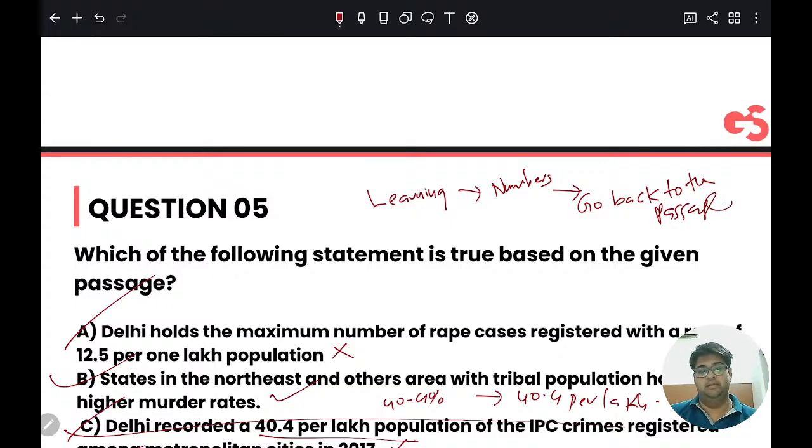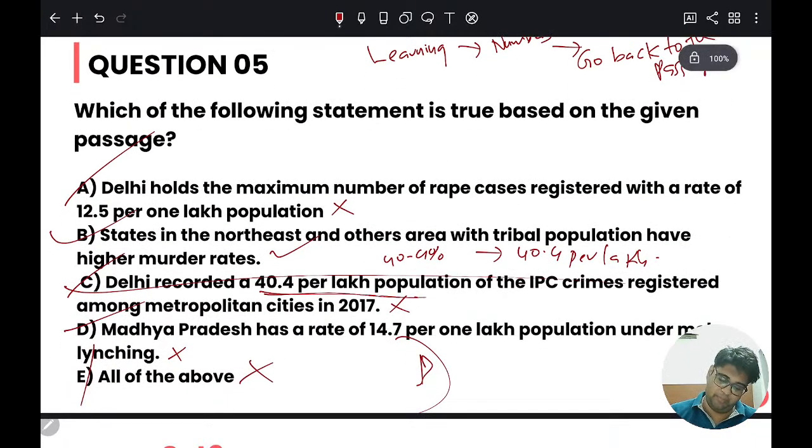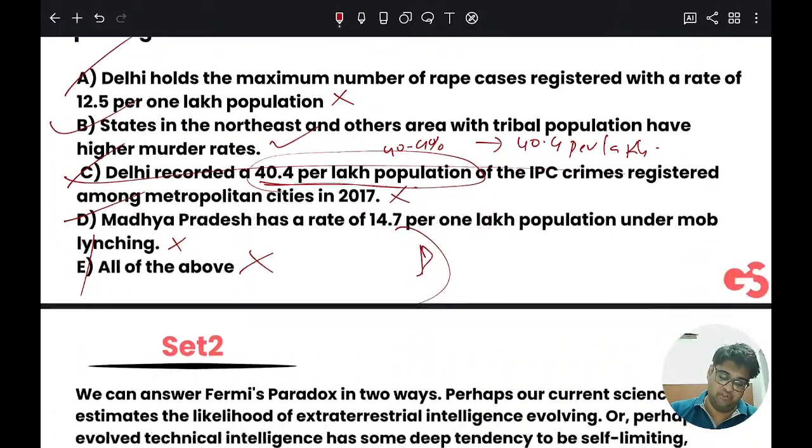That is the key learning here because you see 40.4 per lakh, but actually it was percent. So per lakh and percent is actually different. If you had only a broad idea there, it's always safe to go back to the passage even if you're sure.